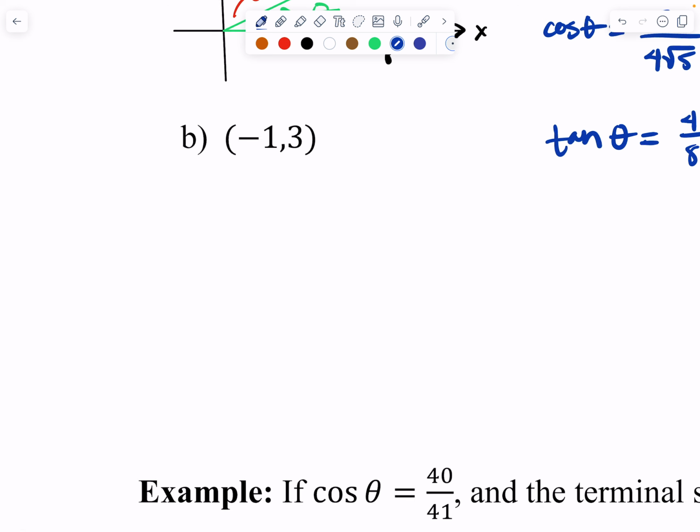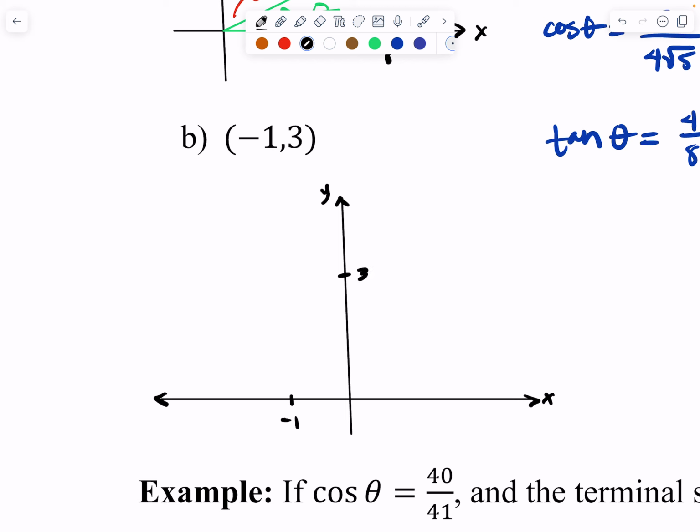Same idea for if you have a point that's not in quadrant 1. So (-1, 3) would be a point from quadrant 2. So thinking about an angle that's in standard position, so starting on the positive x-axis and then terminating in quadrant 2, passing through the point (-1, 3). I'm just drawing a rough sketch of that.